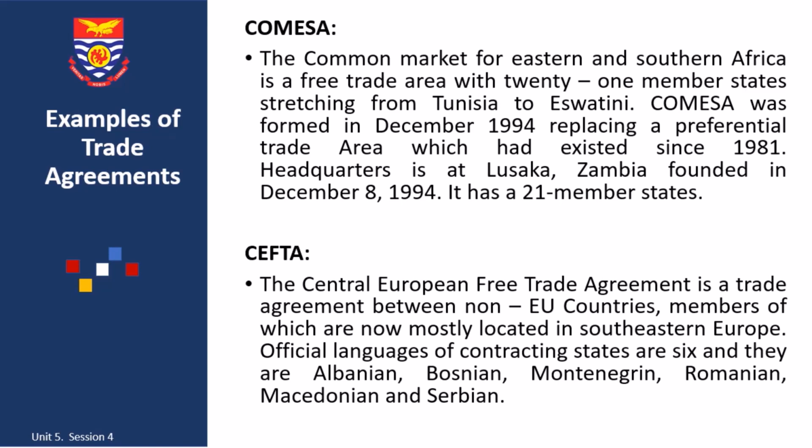Then there's also CEFTA, the Central European Free Trade Agreement, a trade agreement between non-EU countries, the members of which are now mostly located in Southeast Europe. The official languages of the contracting states are six, and the countries include Romania, Montenegro, Bosnia, Albania. All these countries also have some form of trade agreement called the CEFTA.